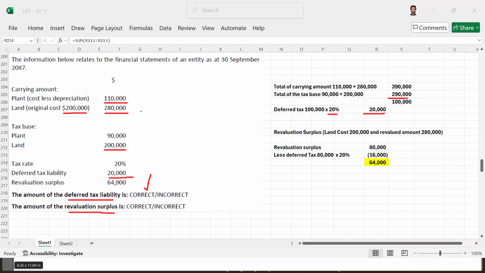So let's see if that value is calculated correctly. They give us the revaluation surplus as 64,000. The revaluation surplus was 280 as a result of the revaluation on land, and when we apply the deferred tax related to that, we are left with 64,000. They've calculated the 64,000, so we can say that both the values have been correctly calculated. Okay, so this was another dimension of understanding. I hope this is clear.